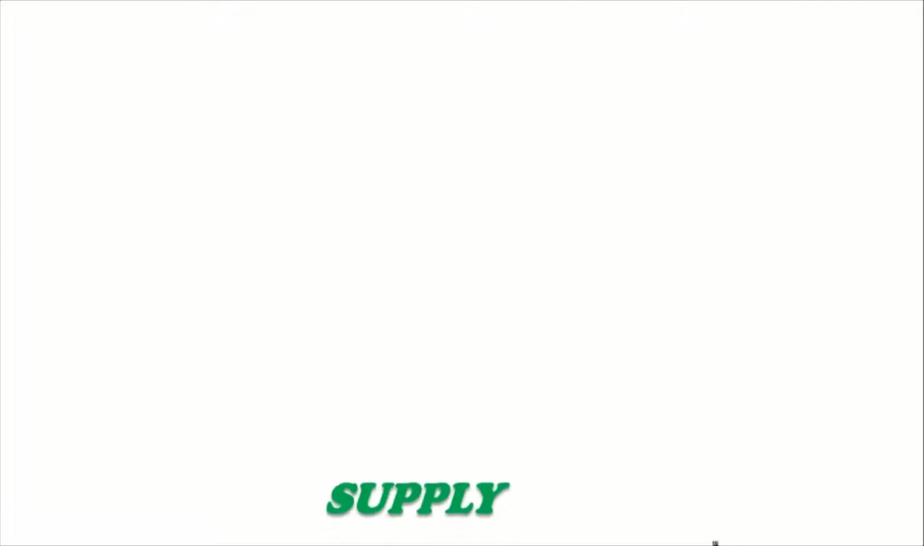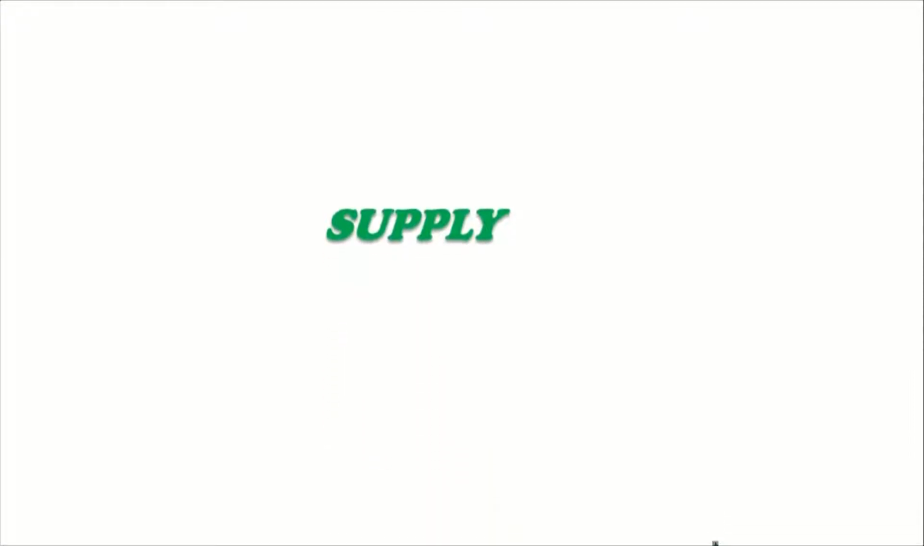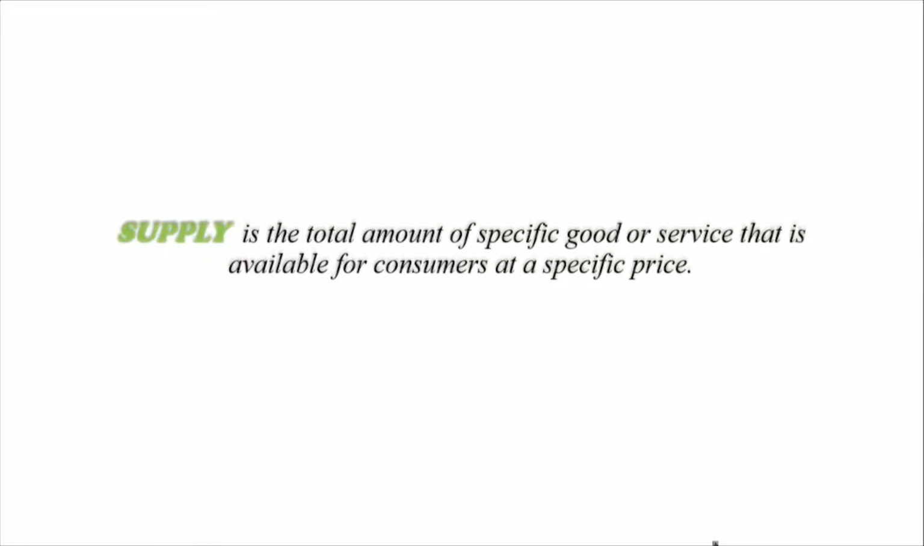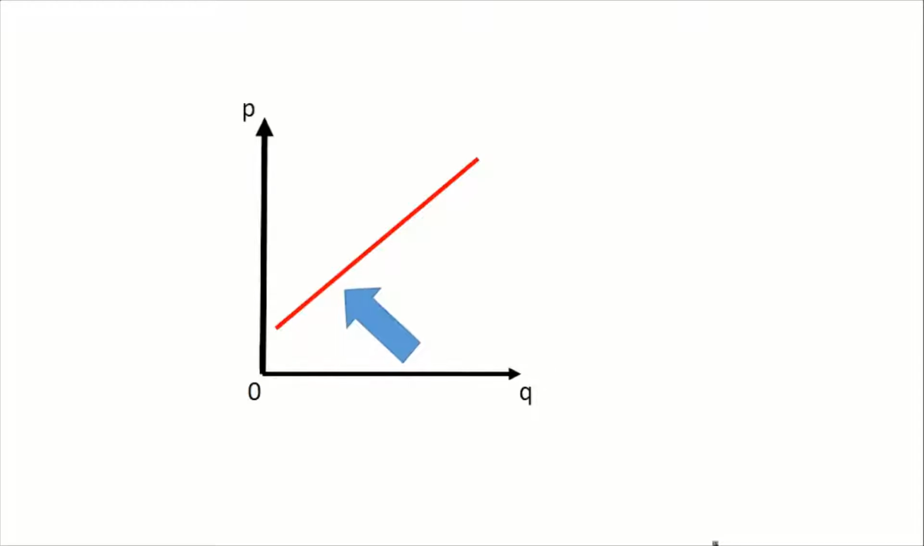Now, what is supply? Supply is a total amount of a specific good or service that is available for consumers at a specific price. This is the supply equation. It can also be represented graphically by this red line.